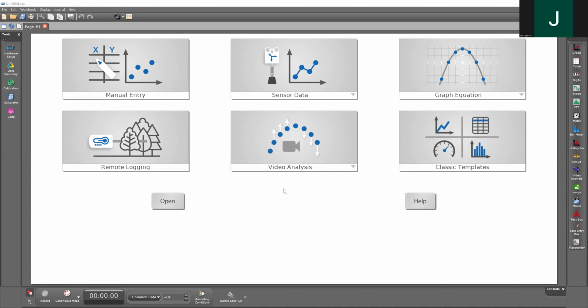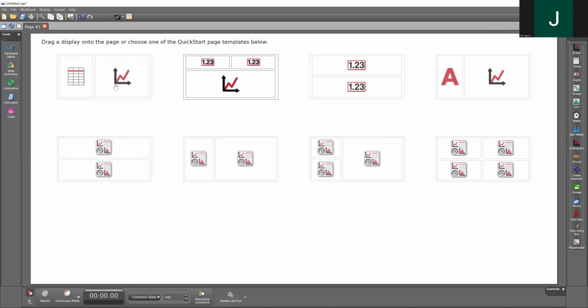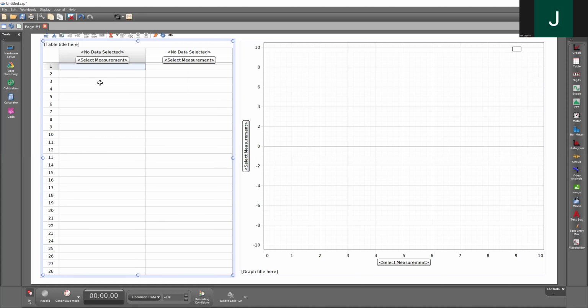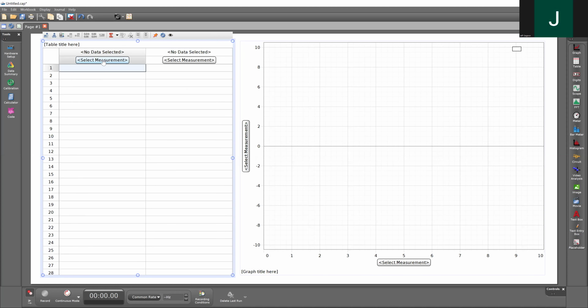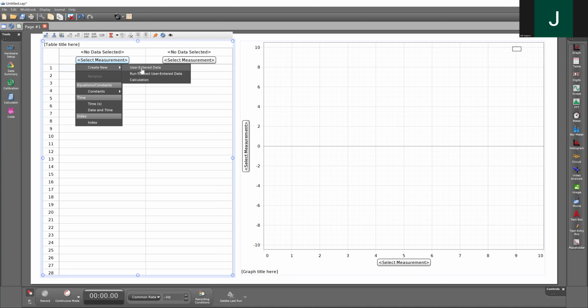Okay, so what I want to do is quickly show you how to do that square root function because it's not one of the options for the fit. So I just jumped on PASCO Capstone, right? Remember, when you use Capstone for graphing, you should just go to Classic Templates and then click on the upper left-hand one, the one with the table and the graph. And then for your labels, you go to Select Measurement, Create New, User Entered Data. I'll call this Length.